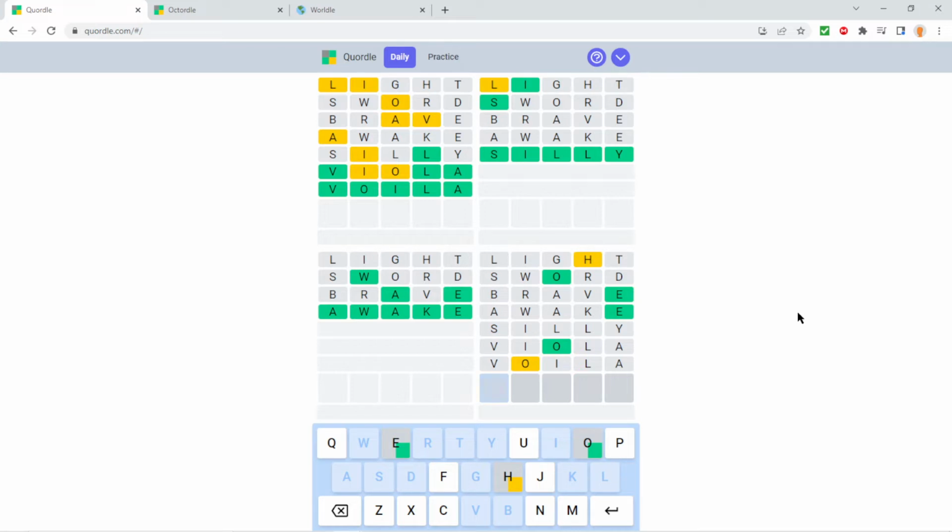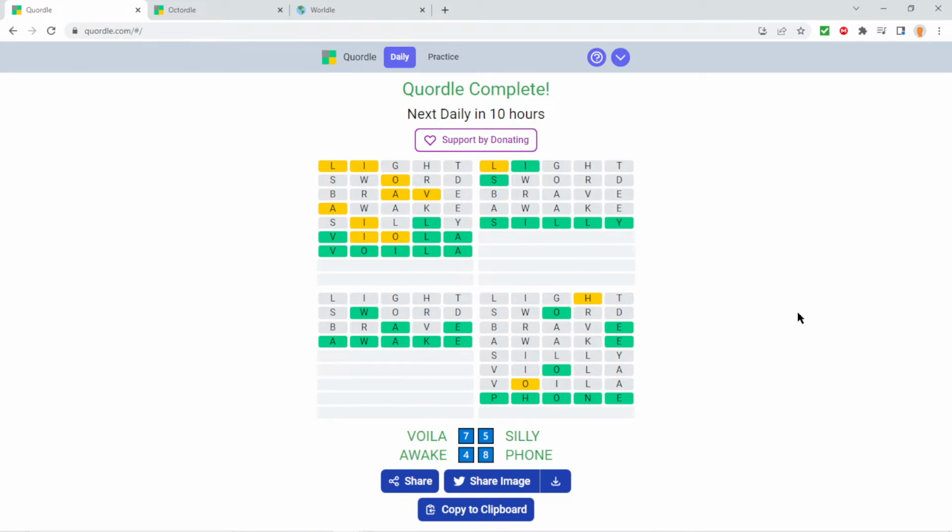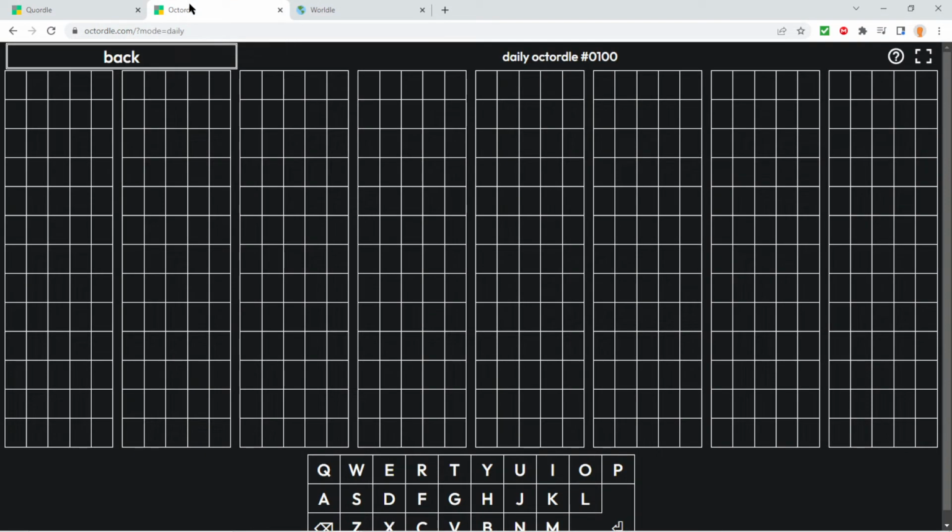And that leaves us with two guesses for the final word. Man, voila, I'm very surprised that they use that. It sounds French. It probably is French. And let's see here. We have an O and an E and an H. I'm going to try phone. P-H-O-N-E. Because P and N, some good consonants we haven't used yet. And it's correct. All right. I keep wanting to say it. Voila, silly, awake, and phone. Very interesting Quordle. Let's move on to the Octordle.